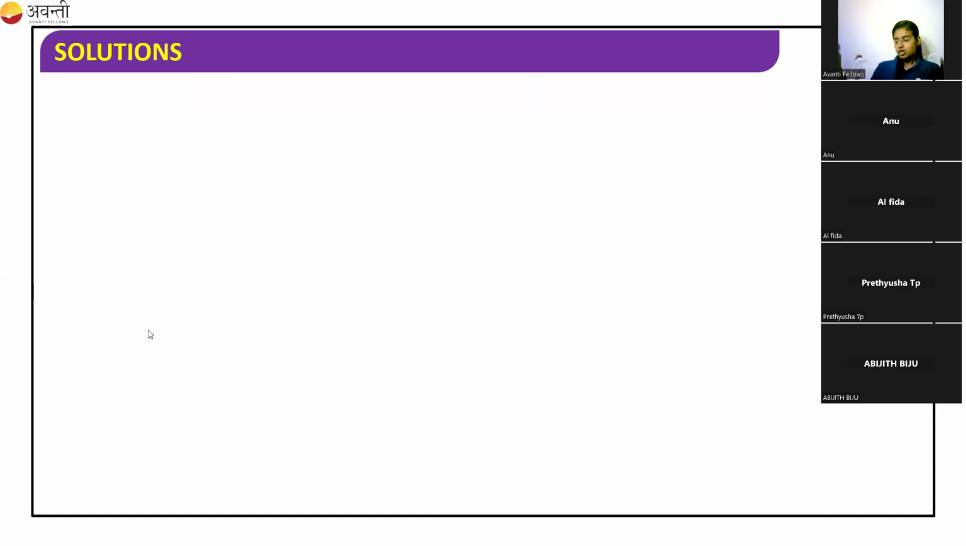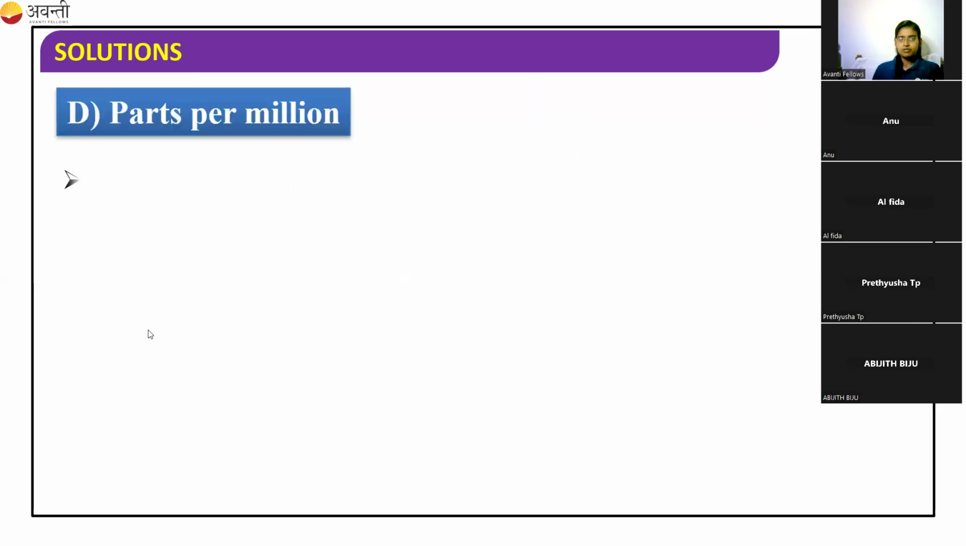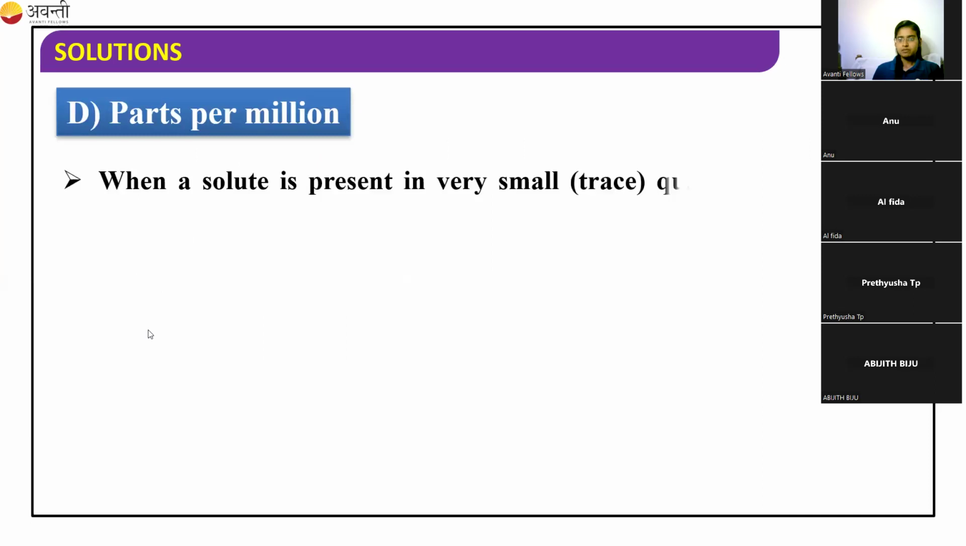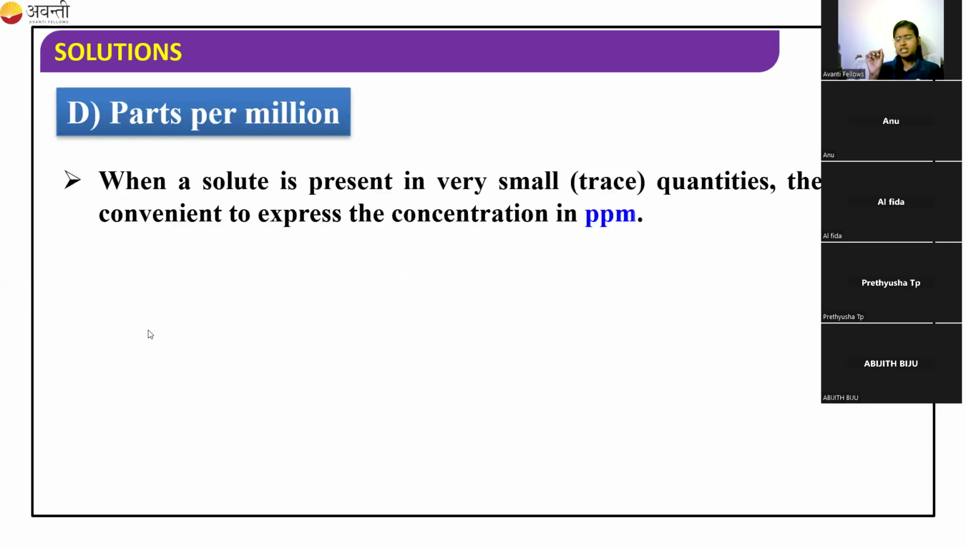We'll move on to the fourth concentration term. You guys are doing great. The fourth term is parts per million. When a solute is present in very, very small trace quantity, then it is convenient to express the concentration in parts per million. If it is present in grams or kilograms, then we can use the other concentration terms. If the amount of the solute is very, very small, then you can go for this ppm.